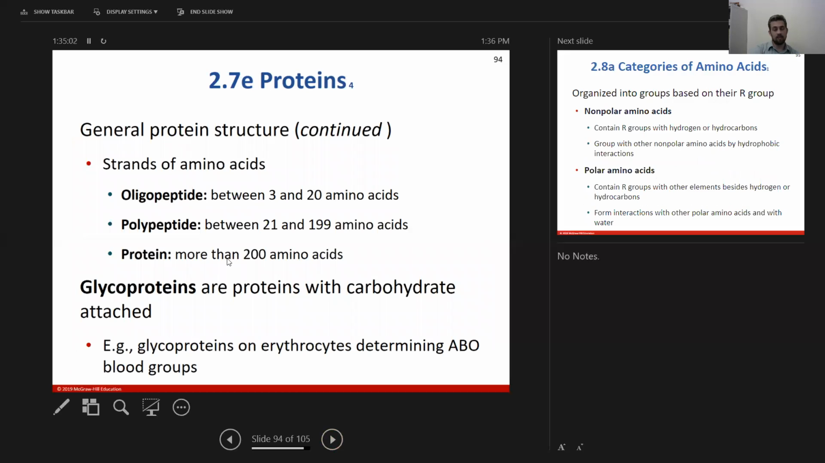So the general structure of a protein is going to be, well, you've got these three: oligopeptide, polypeptide, or protein. An oligopeptide is going to be between 3 and 20 amino acids, a polypeptide between 21 and 199, and then a full protein will be more than 200. A glycoprotein is something kind of weird. That's going to be a protein with a carbohydrate attached. Glyco means sweet, I think in Latin or Greek, and then protein. So it's a protein with a glucose on it.